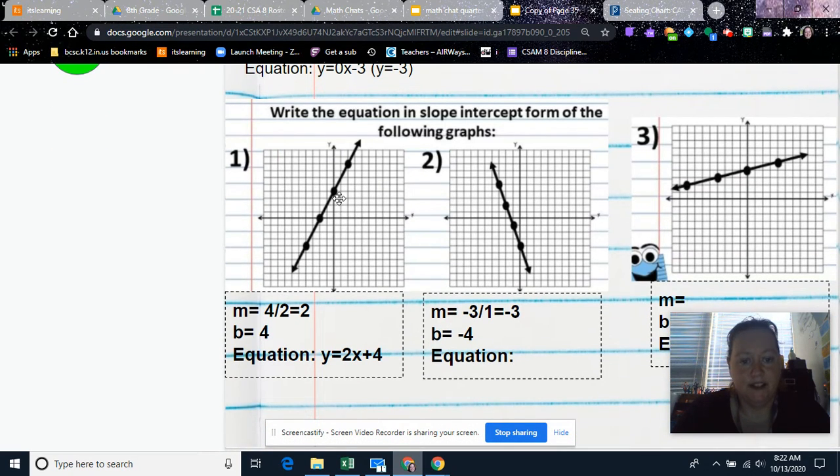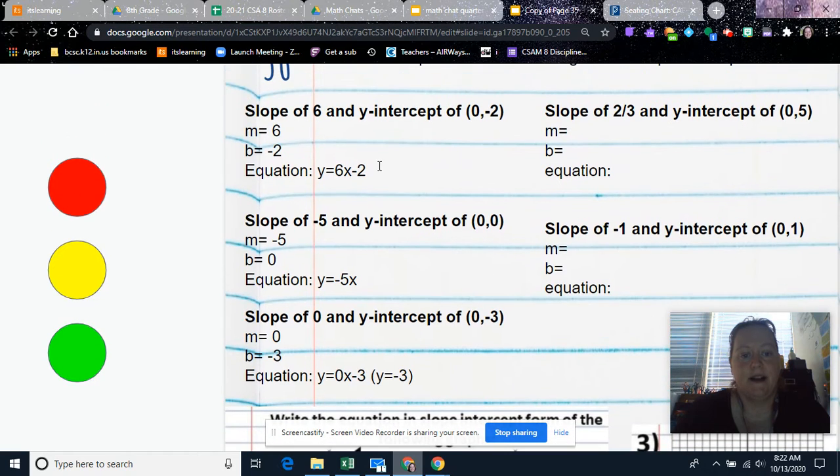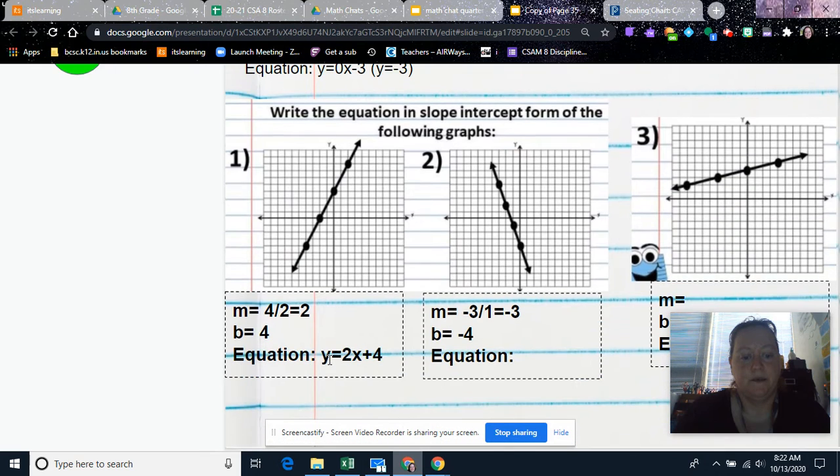And then my m is the slope. So when I count from one point to the other, making it a right triangle, I go rise over run. So 1, 2, 3, 4. So I went up 4. And then I went over 2. So when I simplify 4 over 2, I get 2. So my slope is 2, my y-intercept is 4. Once I've got that, I can look back up here at how we did these. y equals mx plus b, so y equals 2x plus 4, because that's what b is.